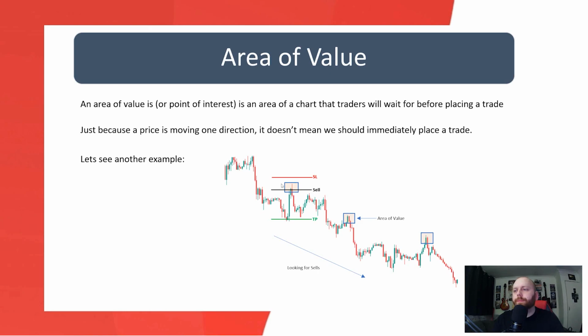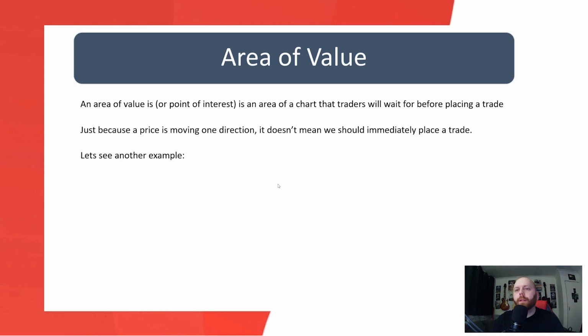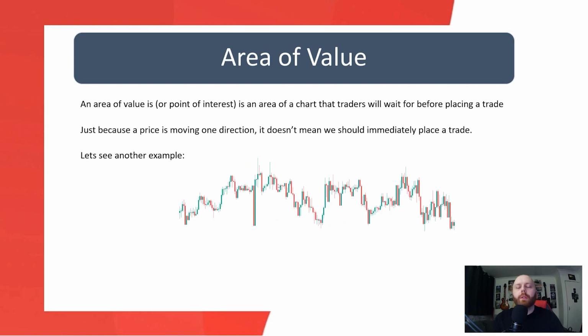Really, really easy stuff. And lastly then, let's take a look at our consolidated market or ranging market and how we're going to find areas of value to place trades. So with a ranging market, you could be looking for buys or sells. It's not going one way or the other. So you're going to be looking for buys when we're down below, and we're going to be looking for sells when we're up high.